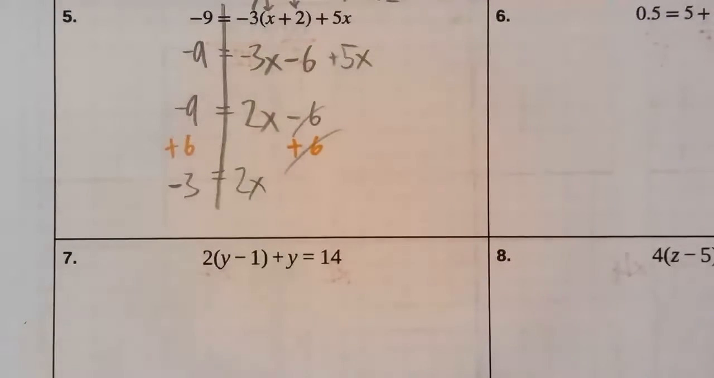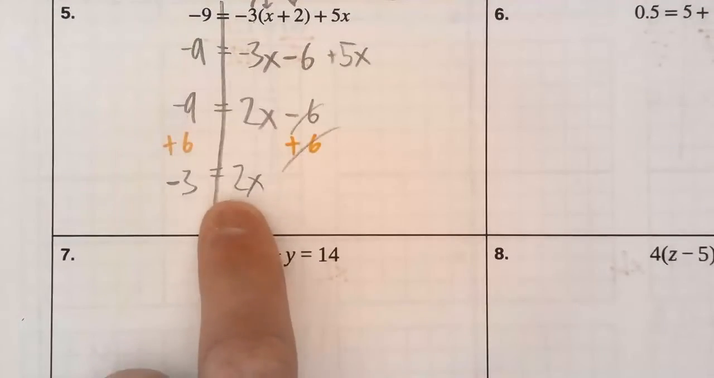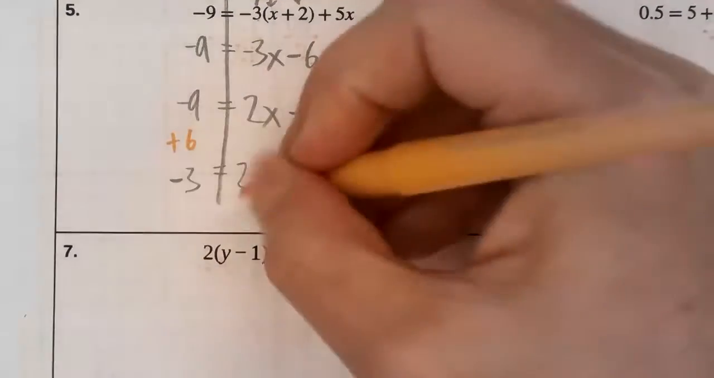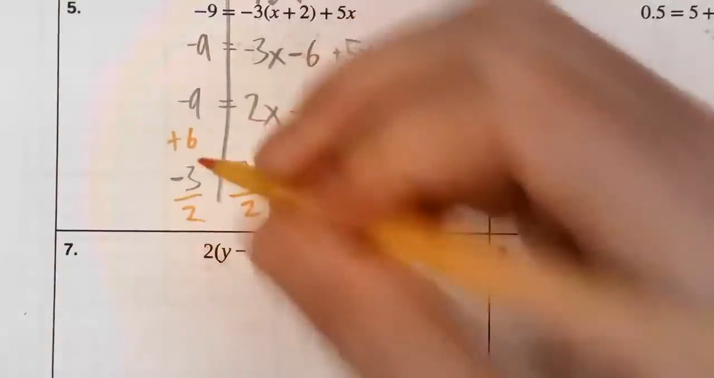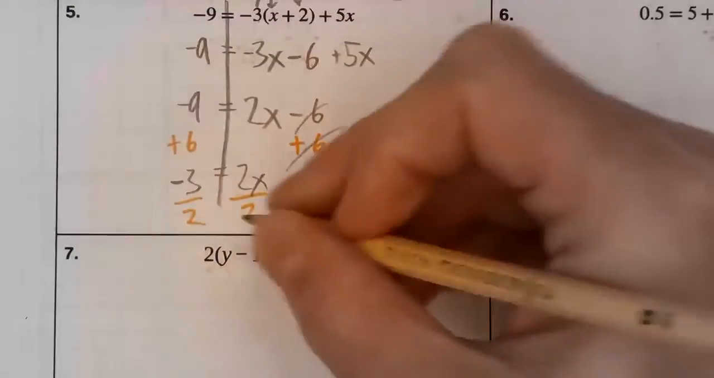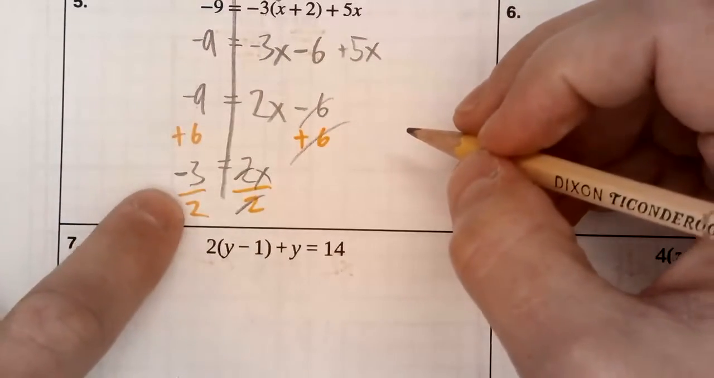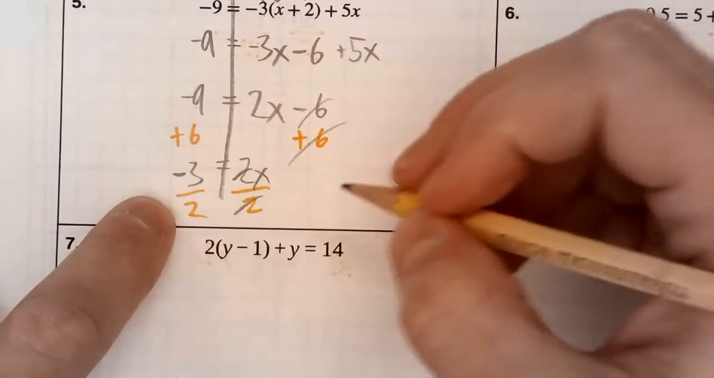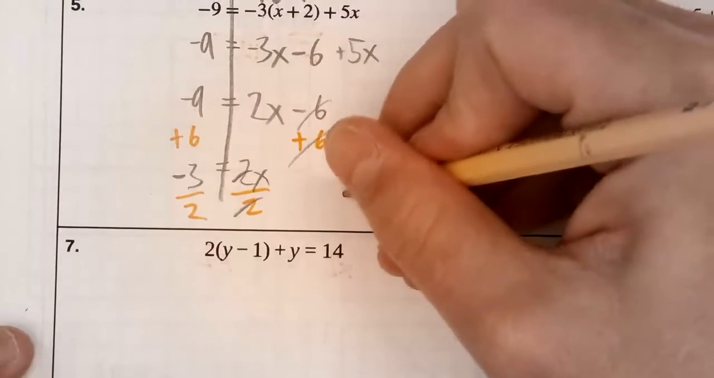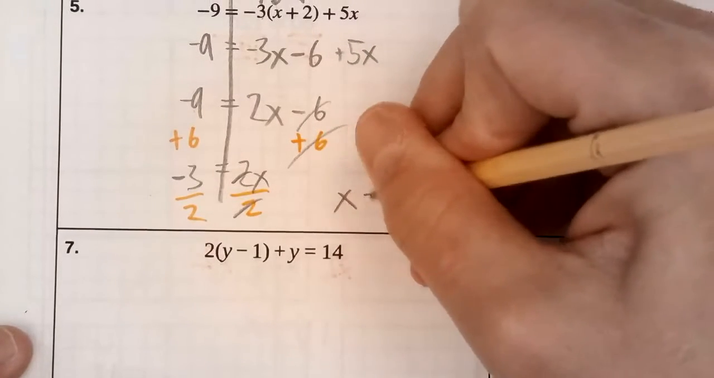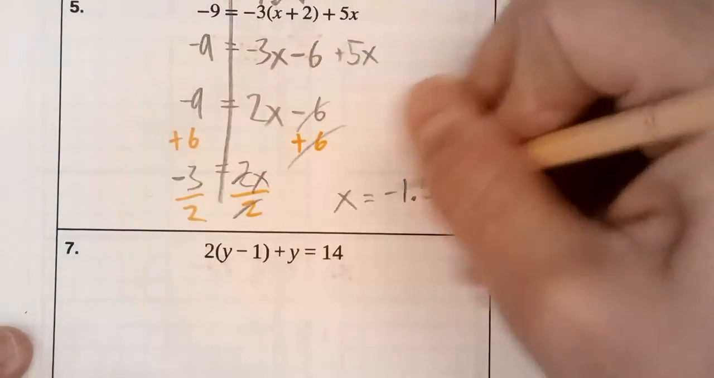Now the last thing that I need to do is undo this multiplication. Let's divide both sides by 2. Divide by 2, divide by 2. I get a cancel right here. And I'm left with negative 3/2 as a fraction, or negative 1.5. I might even just come over here and say x is equal to negative 1.5.